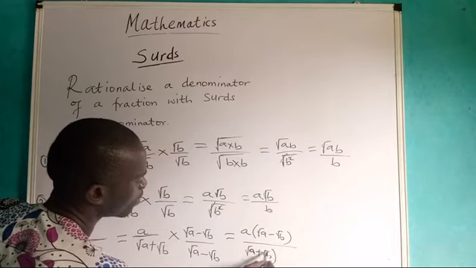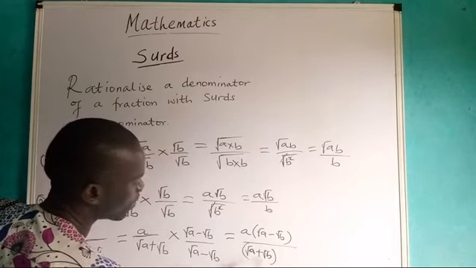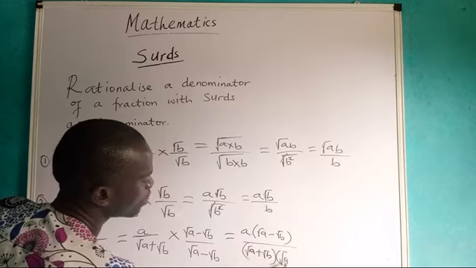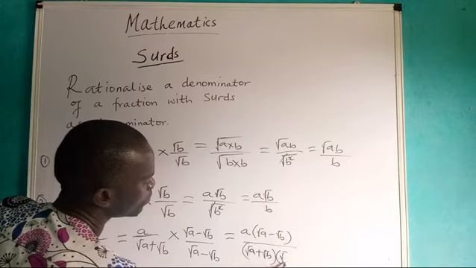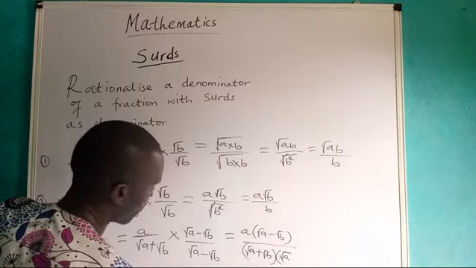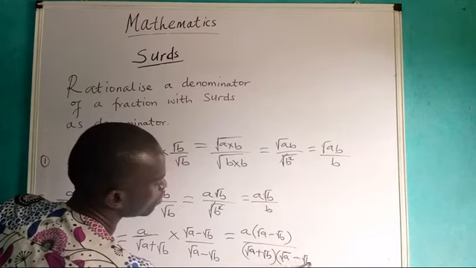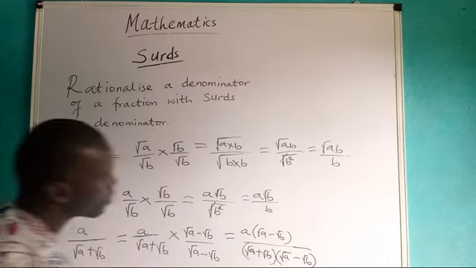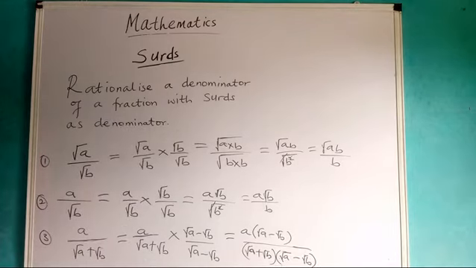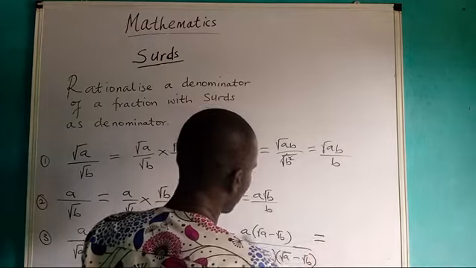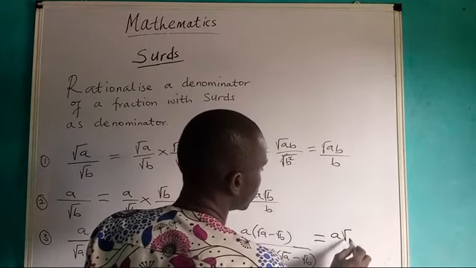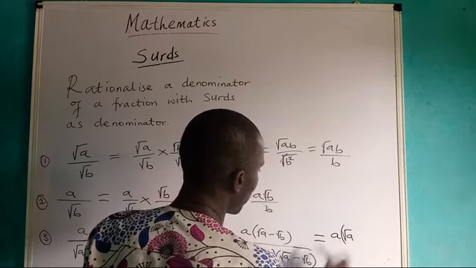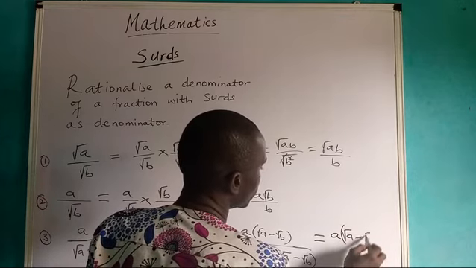Now we have another root A, and another root A, and root A minus root B. Now let us see what we need to do there. For this one, I think it cannot be simplified. I will simply leave it as root A, open bracket root A minus root B.